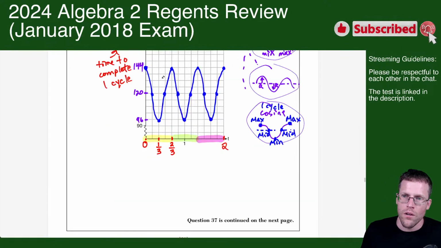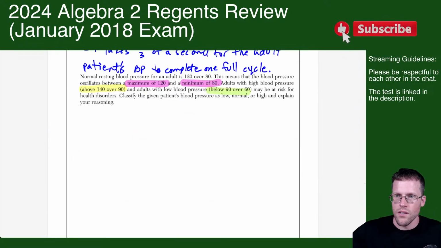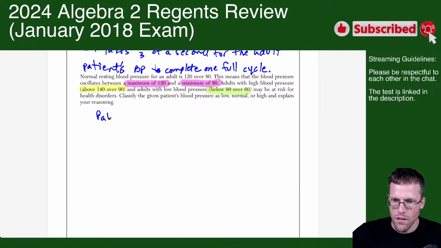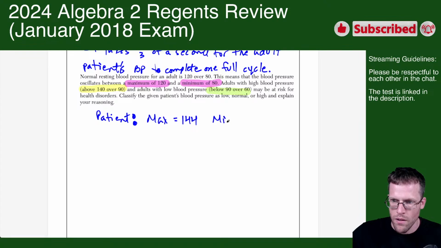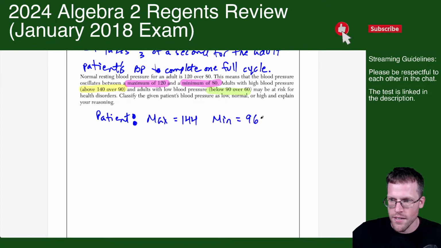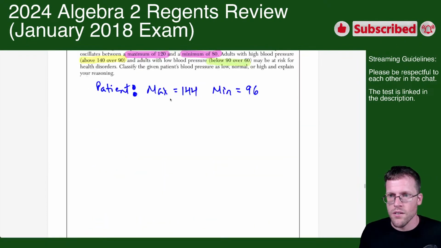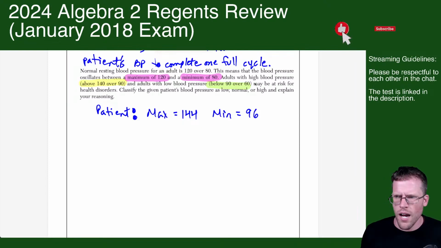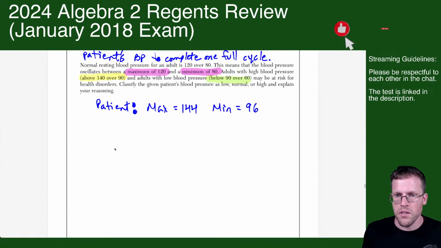Okay, well, for that, the max is 144, the min is 96. So let's just see. So the patient has a max of 144 and a minimum of 96. So let me just double check that. Yeah, 144 and 96. So think about it. They have high blood pressure because their max 144 is greater than 140 and their minimum 96 is greater than 90. So then we just have to explain our reasoning.